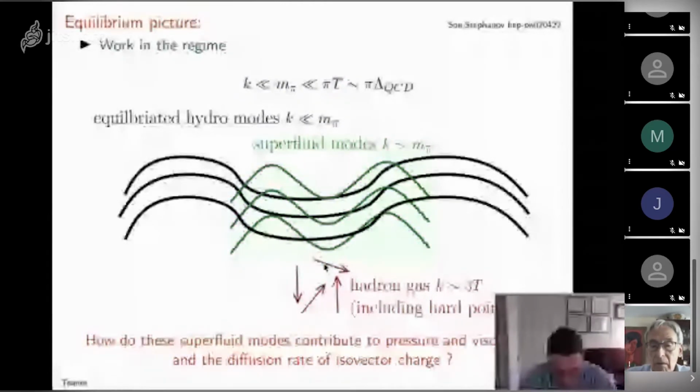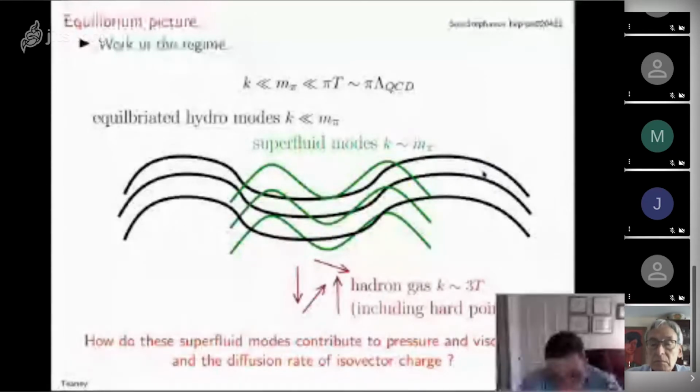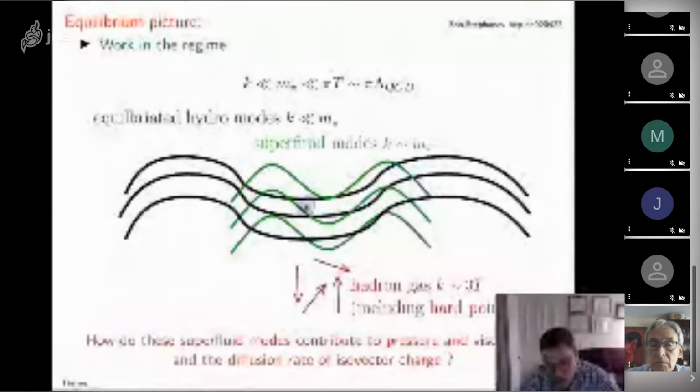So now a natural question would be, how do these superfluid Goldstone-like modes contribute to the pressure and shear viscosity, the diffusion rate of long wavelength modes, these black modes? That's the kind of question we're going to be calculating, in detail. We're going to show how the superfluid theory can be used to calculate corrections to the pressure and shear viscosity.